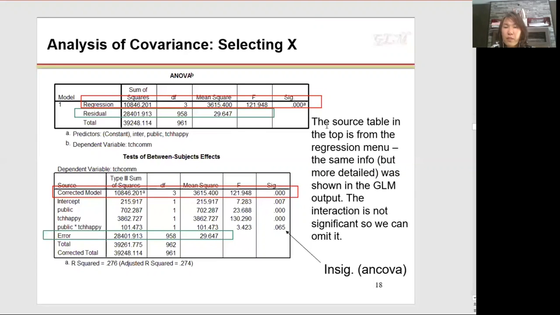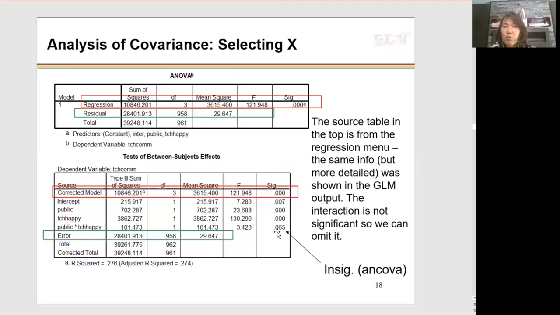So let's read this one. The source table at the top is from the regression menu. The same info, but more detailed, was shown in the GLM output. Yes, this table has more information than this. This is just the overall model test only. That doesn't show any individual slope test. You have to see one more table if you use the regression menu. Okay. Anyway, the interaction is not significant, so we can omit it.